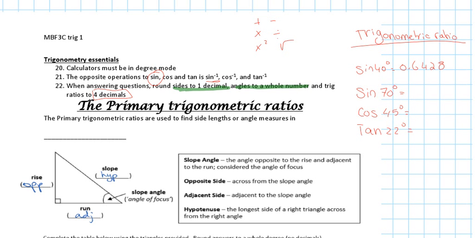Are we okay with this? Now, remember that labeling a triangle is important. You need to know where your angle of focus is. You need to know where your right angle is, so you can name your opposite, adjacent, and hypotenuse. Now, eyes on me for a second.